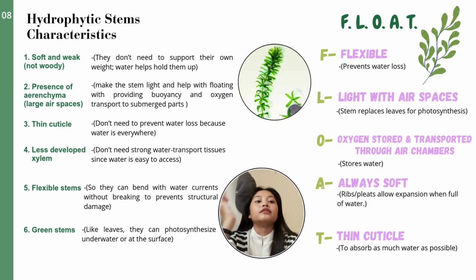And I also provide the notes for you to understand and memorize about the hydrophytic stems characteristic easier. We will use the acronym which is FLOAT, F for flexible, L for light with air spaces, O for oxygen stored and transported through air chambers, A for always soft, and T for thin cuticle.